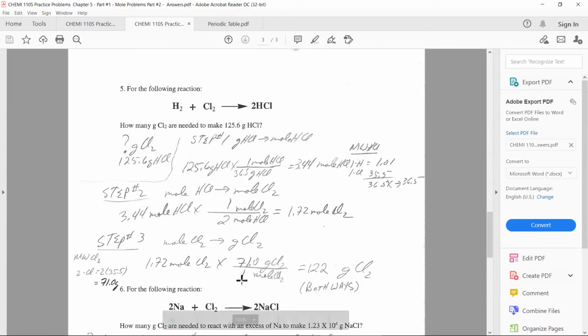3, 3, 1 is an exact number. The weight would be 122 grams. And if you notice, I have it there both ways. And what that means is if you do like I do, round off at each step, that's what you get. If you do what you'd like to do and other chemists do, round off at the end, you get the same thing.